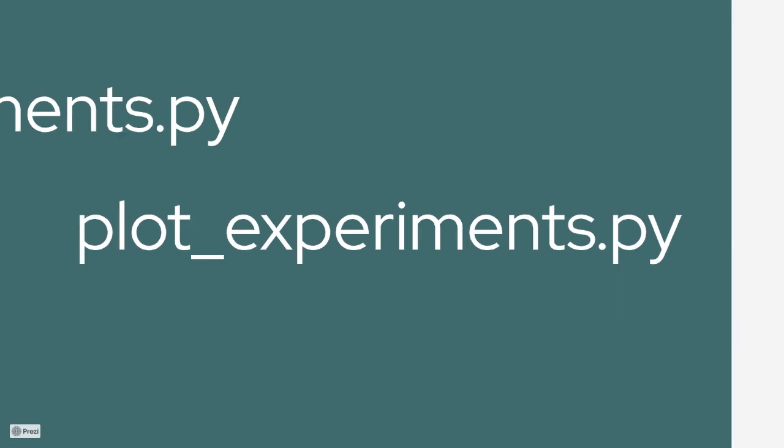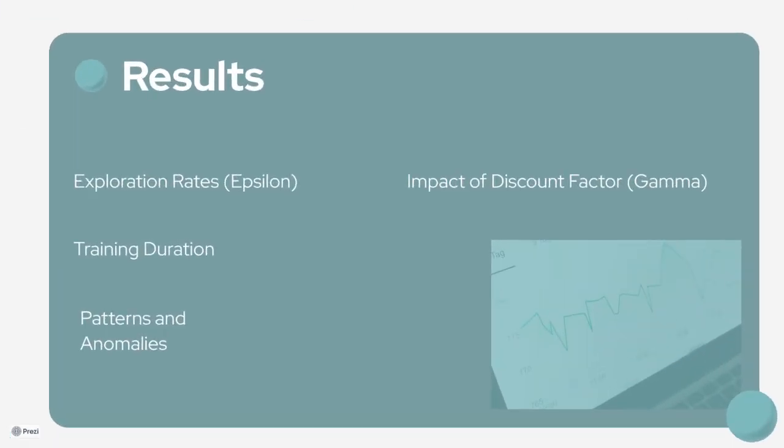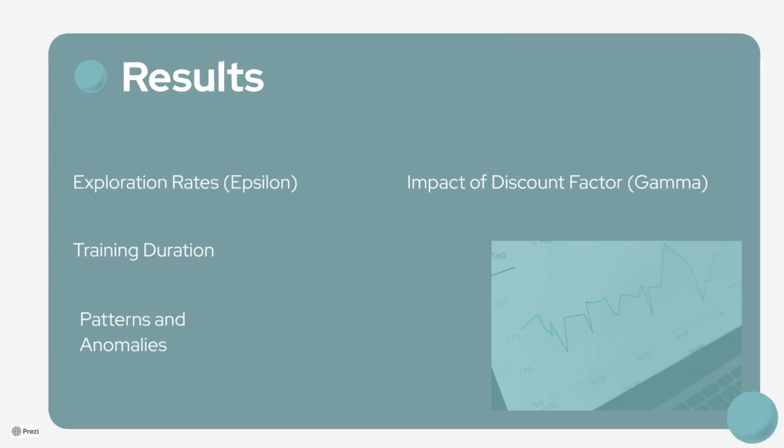In our study, we explored how different learning parameters influenced the performance of our Q-learning agent in the Snake game. We specifically looked at the effects of exploration rates, discount factors, and training durations.